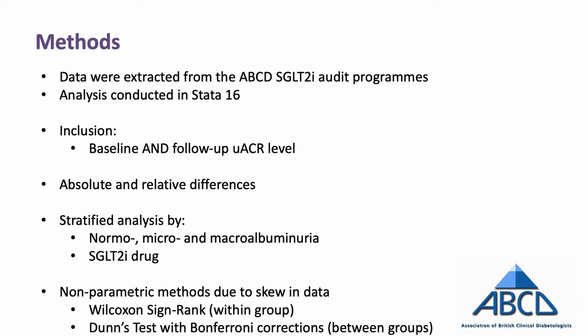There's significant skew to urine albumin creatinine ratio data, and therefore we utilised non-parametric methods. We used the Wilcoxon signed-rank test to assess for within-group changes, and we used Dunn's test with Bonferroni corrections to look for differences between the different groups.